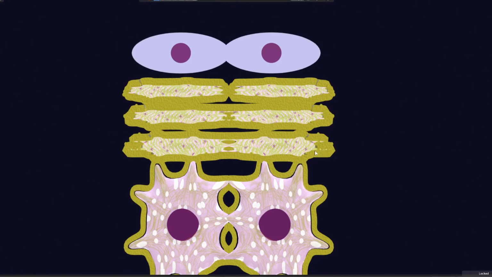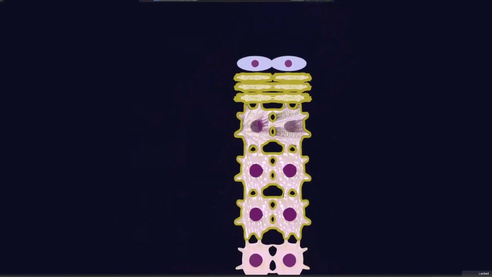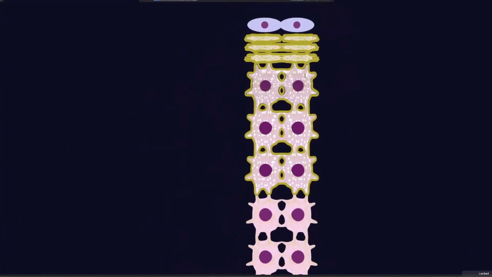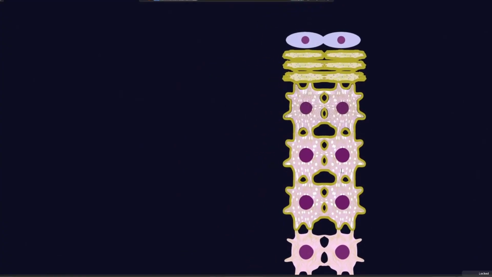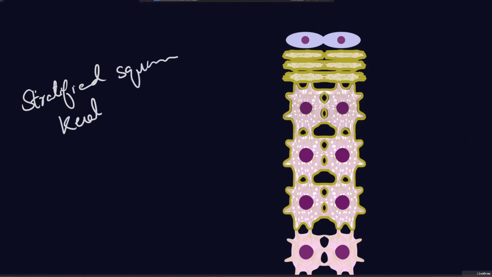So that is why this squamous epithelium, the stratified squamous epithelium, which outside contains dead cells or keratin-filled cells or keratinized cells, is called stratified squamous keratinized epithelium. Very logical name.